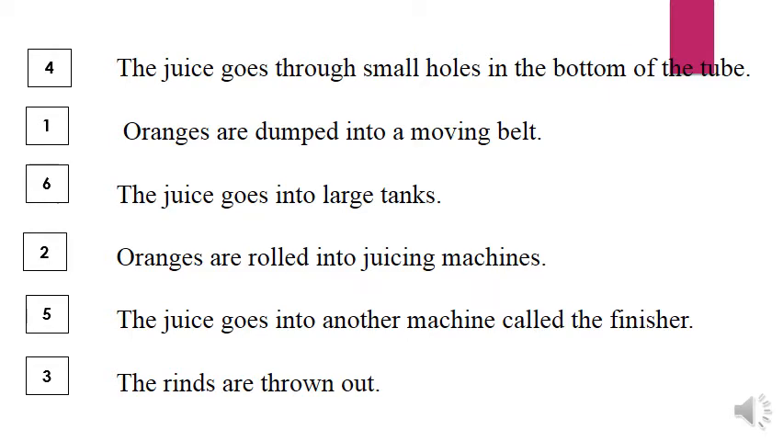The second step, oranges are rolled into juicing machines. The third step, the rinds are thrown out. The fourth step, the juice goes through small holes into the bottom of the tube. Number 5, the juice goes into another machine called the finisher. And number 6, the juice goes into large tanks. Now, this was the first type of question asked, in chronological order.